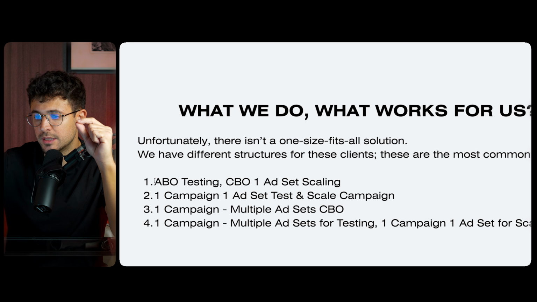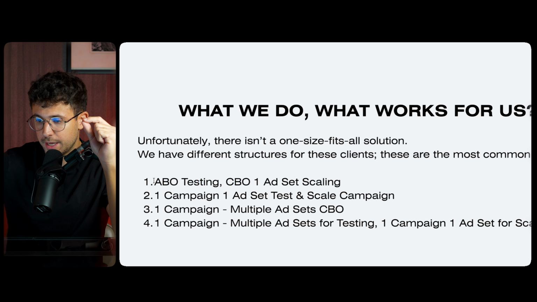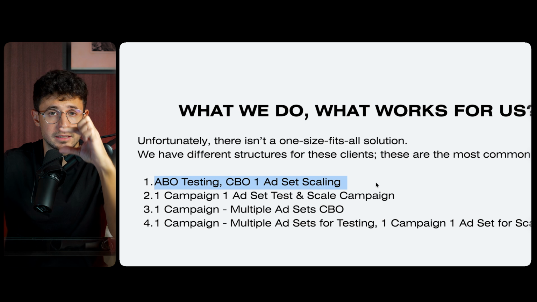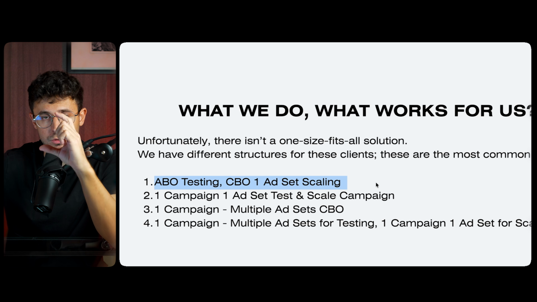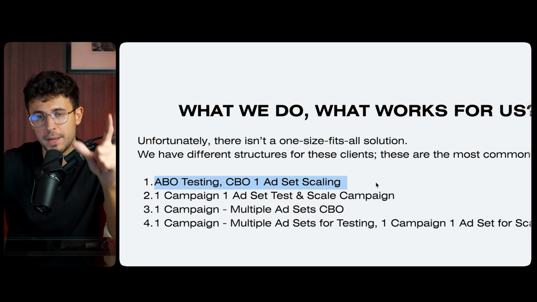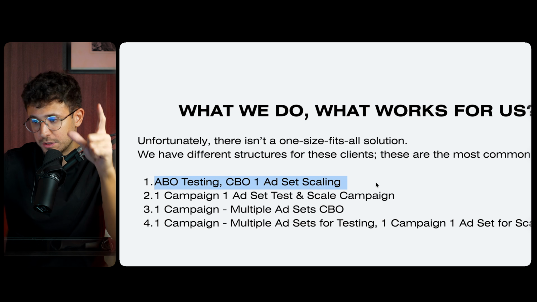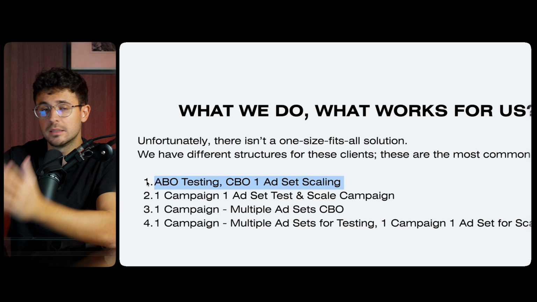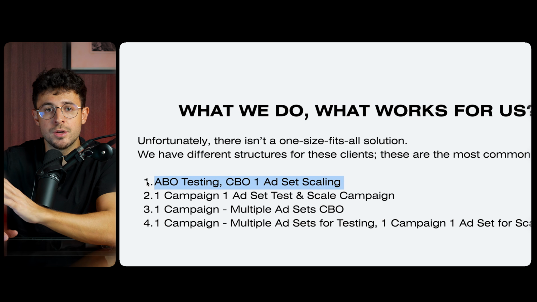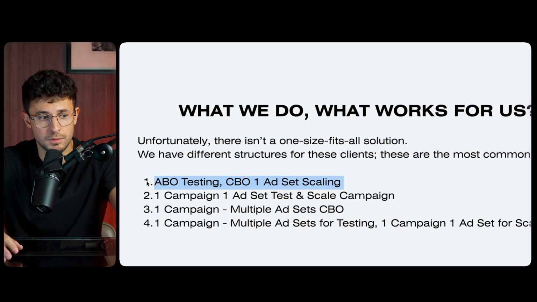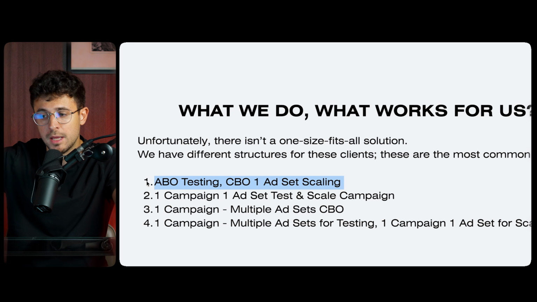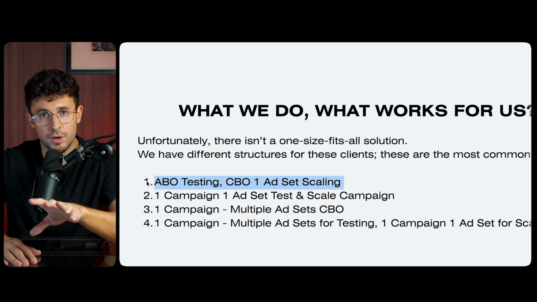The first one is the ABO testing campaign and the CBO 1 ad set scaling. In this setup, we test each different concept, persona, and angle within a single ad set inside the testing campaign, and then we duplicate the winning ad using the post ID inside a single ad set CBO campaign, all optimized by highest volume, lowest cost. What we noticed is that this entire setup works either if you do it all in highest volume, lowest cost bidding, so auto bidding, or you do it all in manual bidding, so cost cap and bid cap. Because if you mix things, usually things aren't working very well.